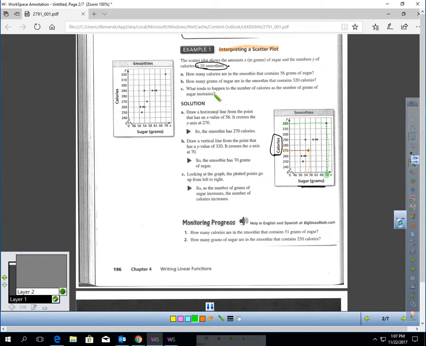What tends to happen to the number of calories as the number of grams of sugar increases? So there is a trend. Do you notice? As we add more sugar to the drink or to the smoothie, the calories seem to get bigger. In fact, I could kind of draw a line to indicate that. Okay? You can see a pattern here. As the sugar increases, the calories also increase. What I'd like you to do real quick is pause the video and answer these questions here.